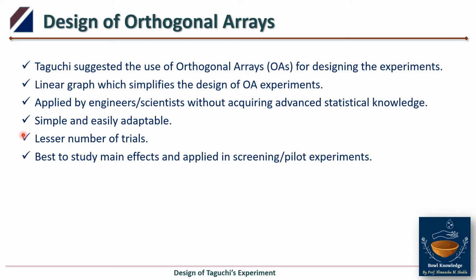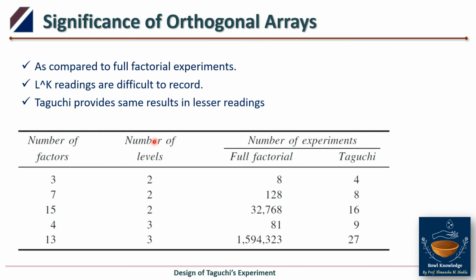So these orthogonal arrays are simple and easily adaptable. Lesser number of trials, that we'll see in the next slide, and it is best to study the main effect and applied in screening or pilot experiment. Now about this point, lesser number of trials, we can compare the orthogonal arrays with full factorial experimentation design. Now let me give one brief idea about full factorial design in this slide.